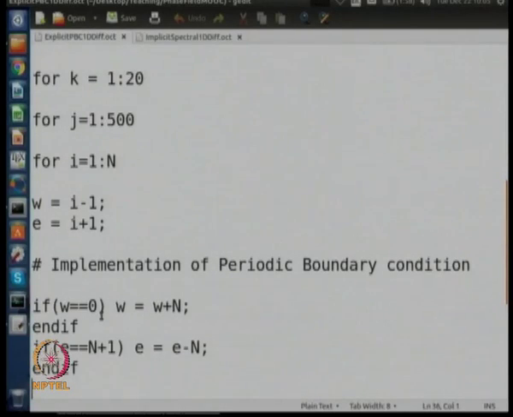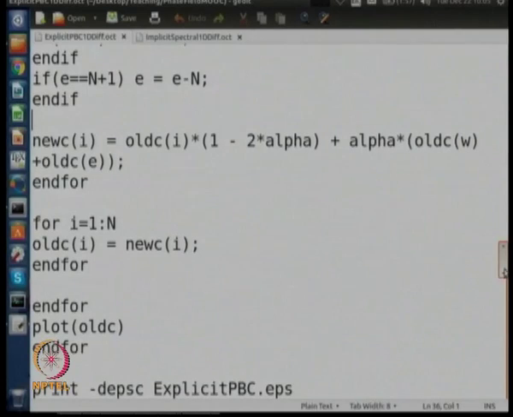So, if you reach a 0th point, that is for the leftmost point, the first point when you look at the west point, we are going to assume that that is west plus n, and if you are at the rightmost point and you are looking to the east point, there is no east point. So, we are going to subtract n and take the first point to be the east point for the last point. Okay. So, this is periodic boundary condition, and then we evolve the composition.